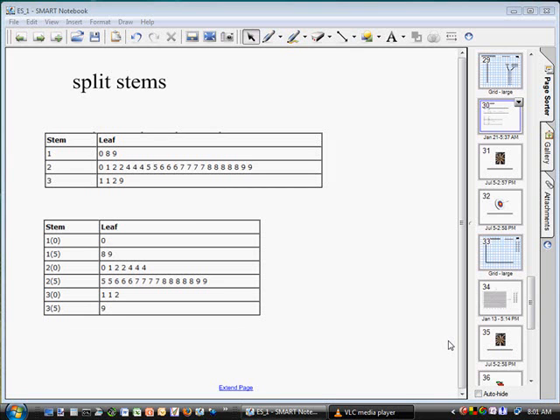So sometimes what they'll say to you is, split your stems. And here's what they mean. Instead of just having one stem for each first digit, we do two. So instead of 1, 2, 3, we have 1, 1, 2, 2, 3, 3. And then for the top of each one, you only put the leaves that are 0 through 4. And for the bottom part, only the leaves that are 5 through 9. So in other words, you're just splitting it in half. The result is you get a histogram that's more spread out.